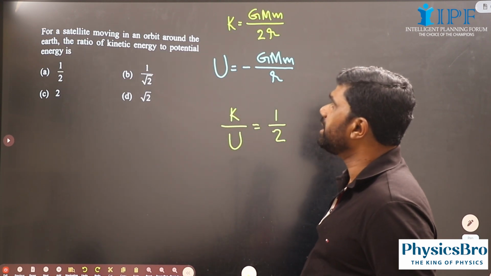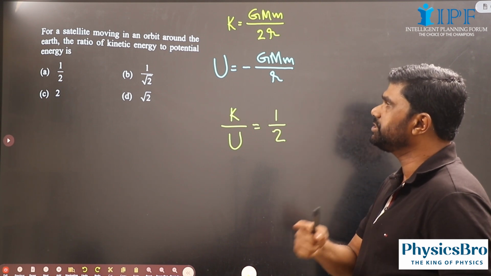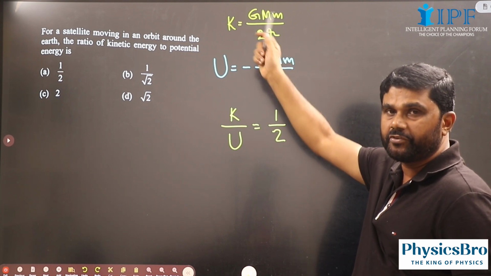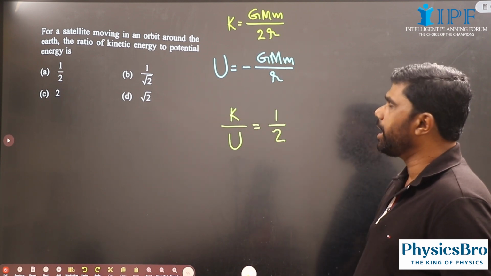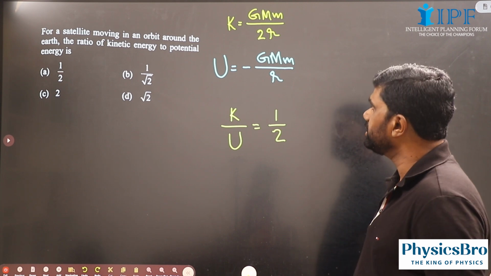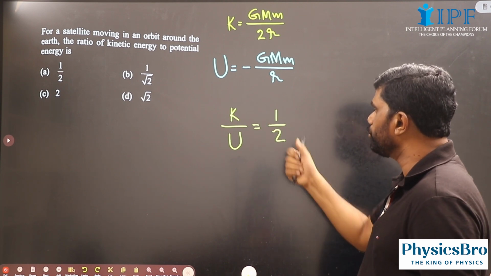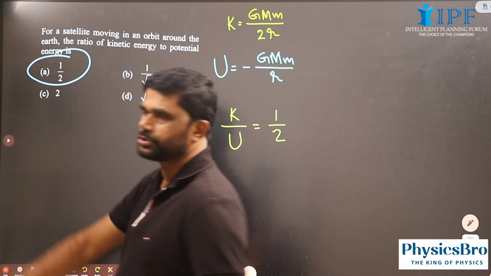Next, for a satellite moving in an orbit around the Earth, the ratio of kinetic energy to potential energy. See, this is kinetic energy K, GMm divided by 2R, and this is the potential energy, minus GMm by R. We have to find the ratio, that is kinetic by potential, and it will be equal to 1 by 2. Okay, 1 by 2 means first option must be true.